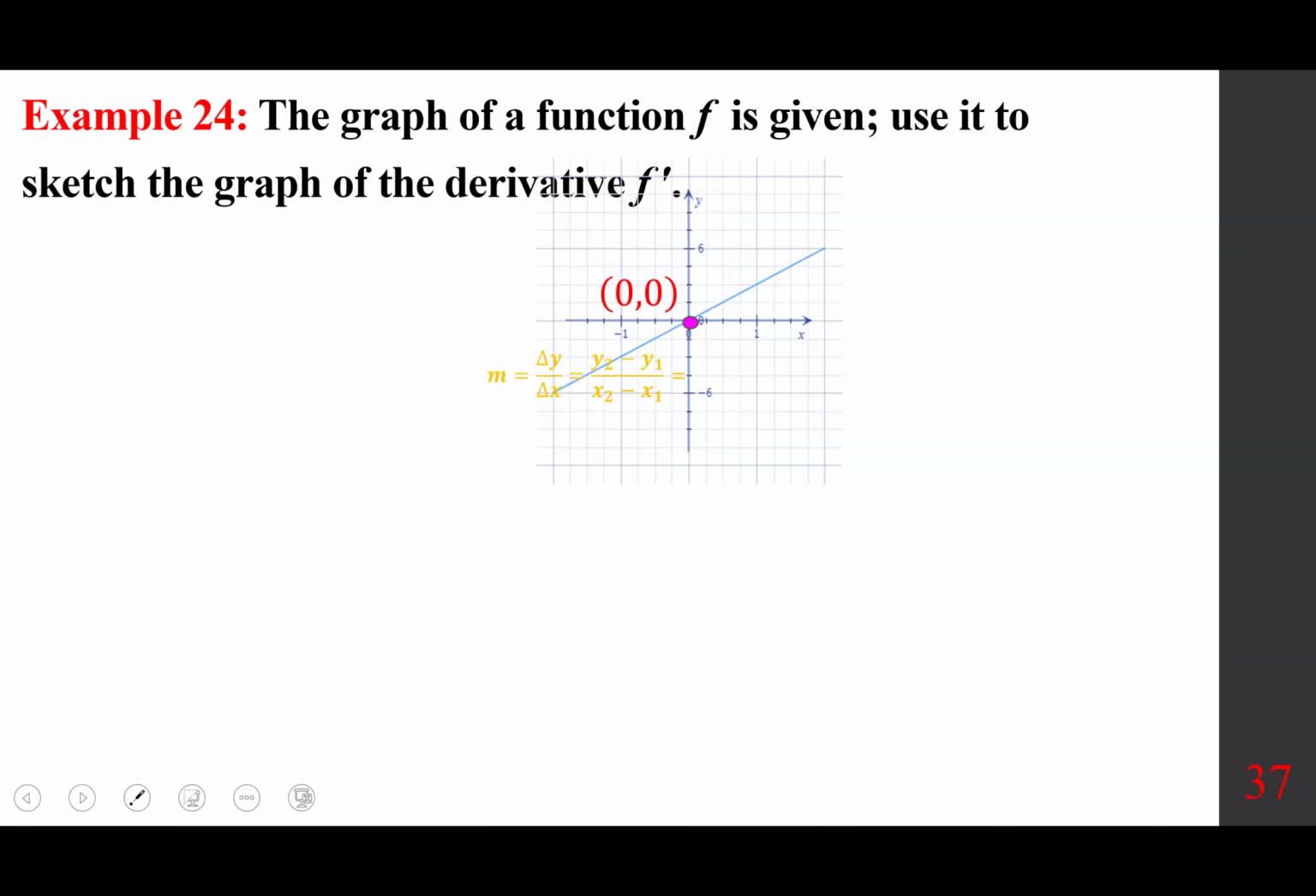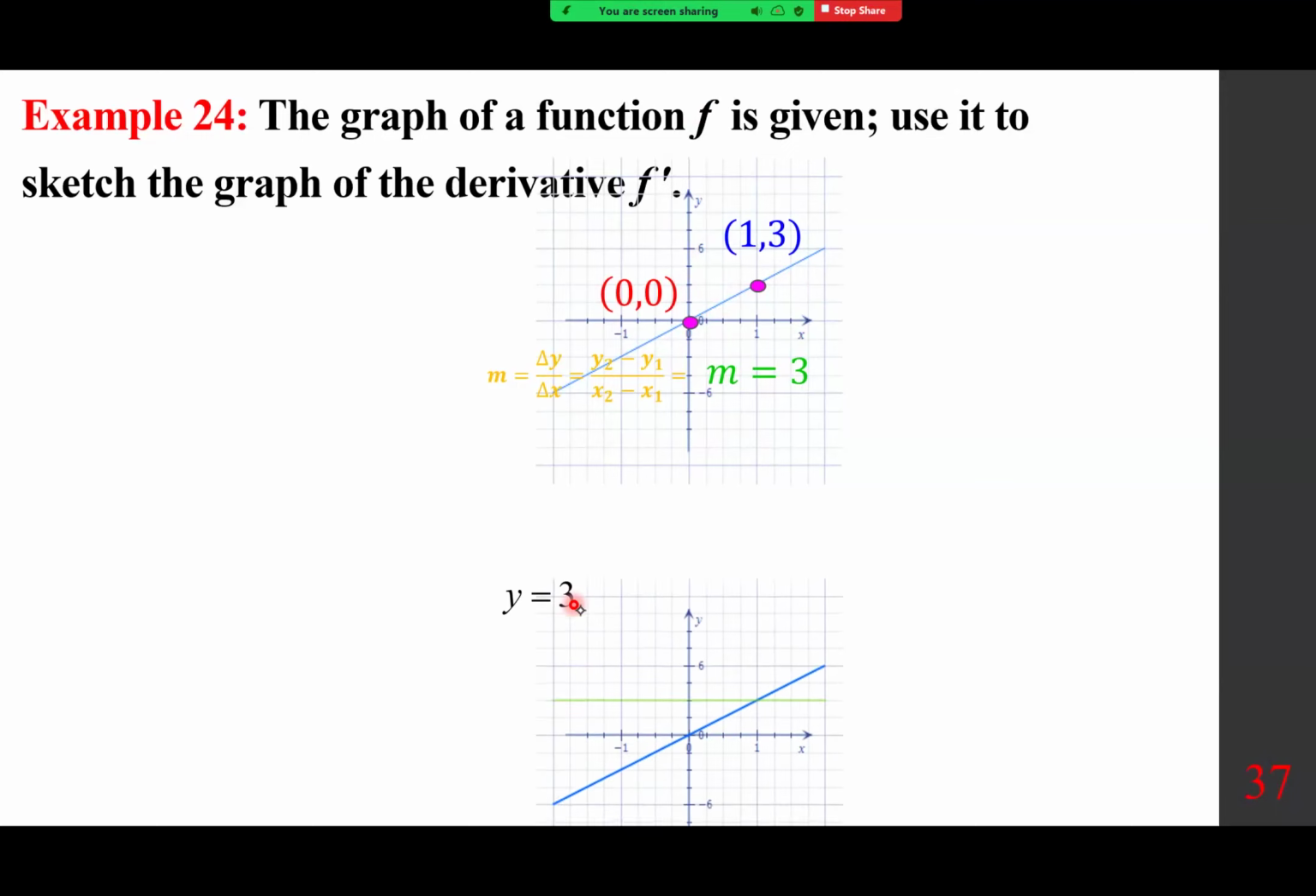This point has coordinates 0, 0, clearly. This point has coordinates 1 and 3 because this is 6. The scale along the x and y axis, they don't have to be the same. So this is number 6. So this one is 3. And clearly the slope becomes 3. So the line y equals 3 is the answer. Y equals 3. M equals 3. So y equals 3, which is a horizontal line.